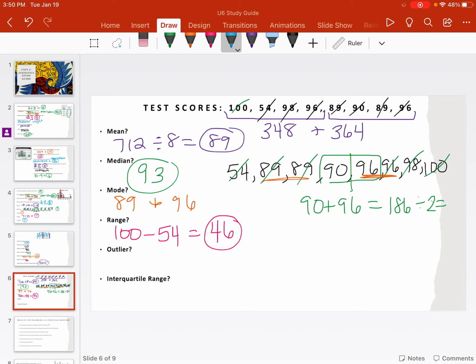Outlier, so the one that doesn't match the rest, it doesn't quite fit in. This 54 is going to be my outlier. Everything else is around like 90. Again, if these are test scores, these are all basically A's, and then this one F. So 54 is my outlier.